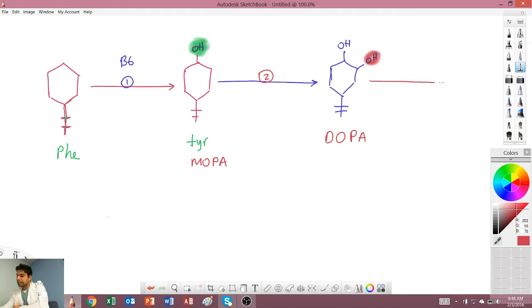DOPA can then be converted to dopamine, DA. Dopamine means the carboxylic group here is removed by decarboxylase. Enzyme number 3 should be DOPA decarboxylase, because you remove a carbon dioxide from DOPA, and it becomes dopamine.